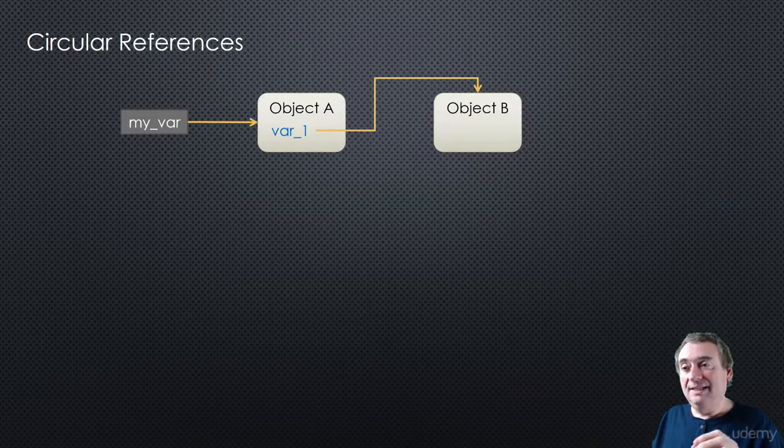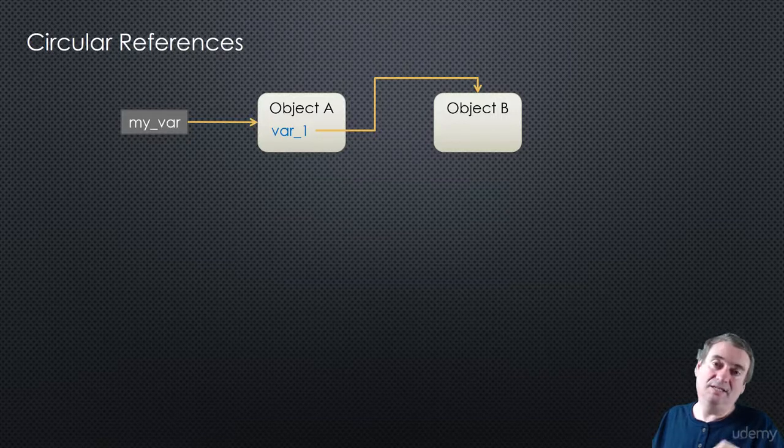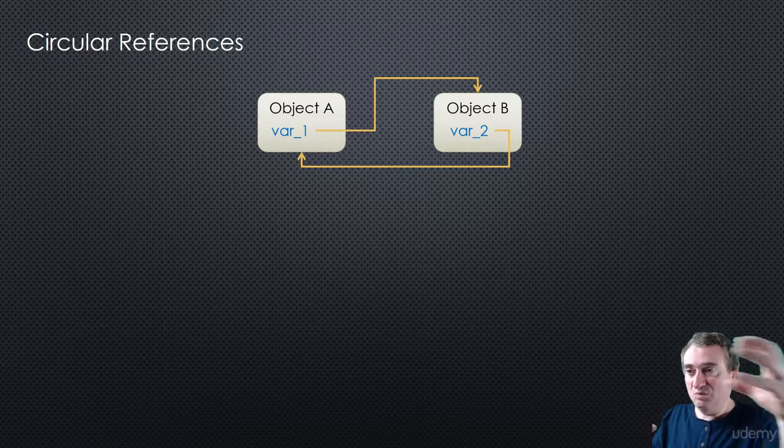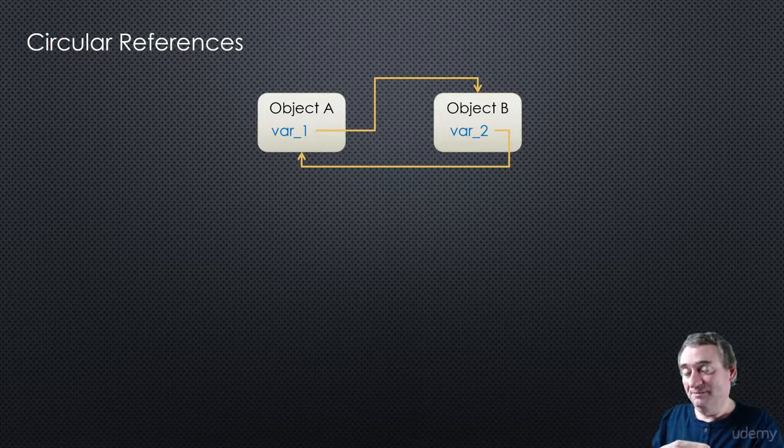But now, let's suppose that object B also has an instance variable, let's say var2, and var2 points back to object A. Now we have a circular reference. So what happens if we get rid of the myVar reference? If that goes away, then the reference count for object A, you will notice, is still 1. It was 2 because myVar was pointing to A and B was pointing to A. myVar went away, so the reference count now on A is 1.